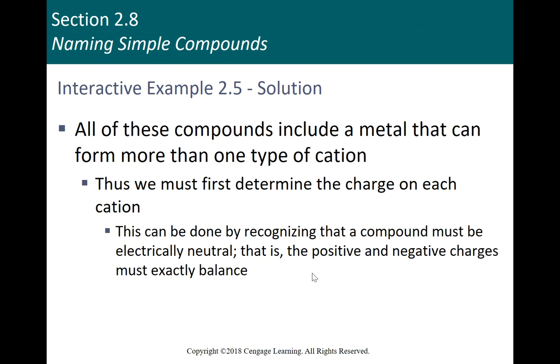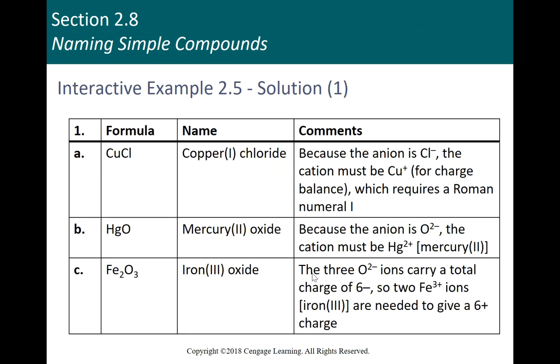All of these compounds contain a metal that can form more than one cation, and in order to figure out what the name would be, you have to know that compounds are electrically neutral, which means the positive parts must exactly balance out the negative parts. So in this formula right here, chlorine is in that column on the periodic table where they're always a -1. So if you have a -1 on this half of your compound, then this half of your compound has to be a +1. So that's why we name this copper 1 chloride.